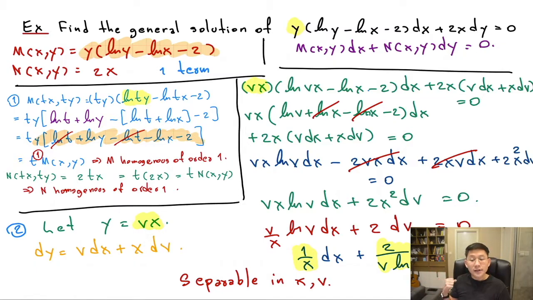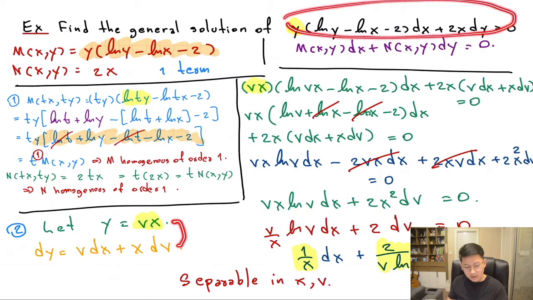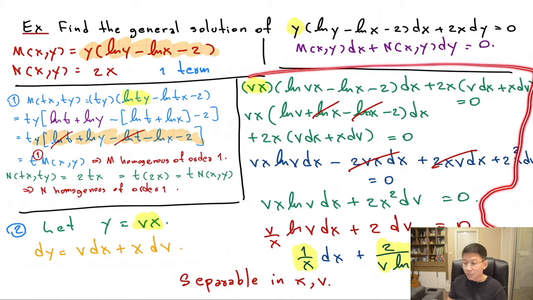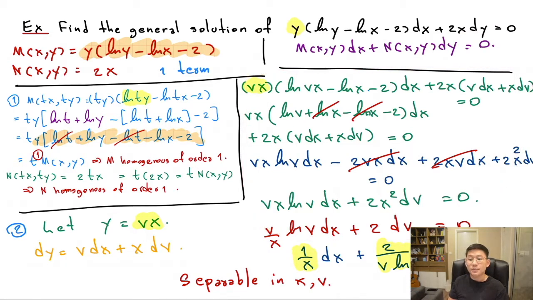You look at the terms of M and N. Here N has one term, but M has three terms. So if N has the smaller number of terms, you substitute y by vx. So dy is v dx plus x dv, and then you substitute this into the problem. So you do the math, and then at the end you need to get the separable differential equation, and then we are back to the previous section.